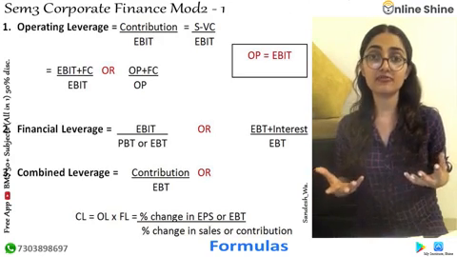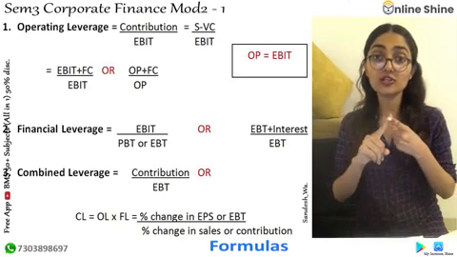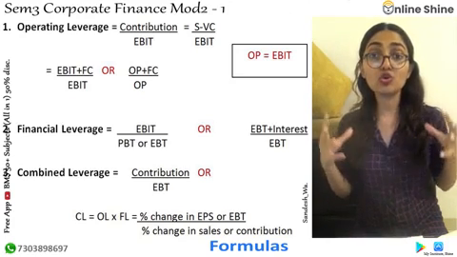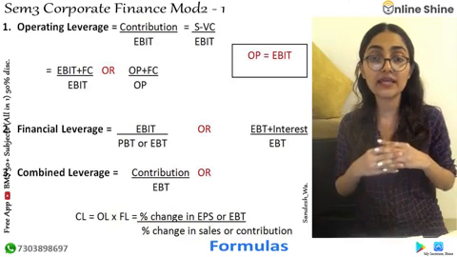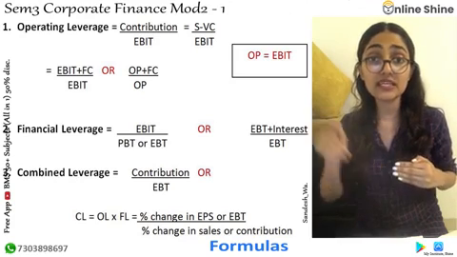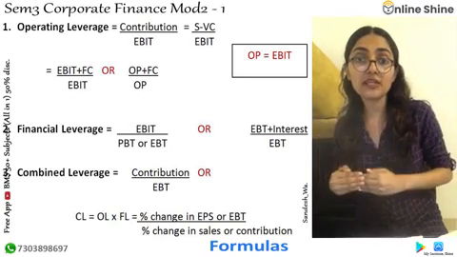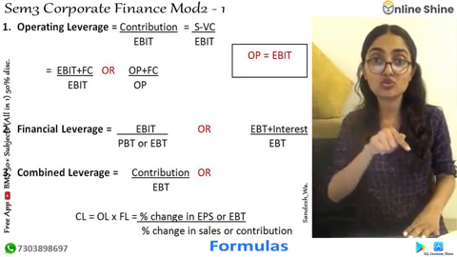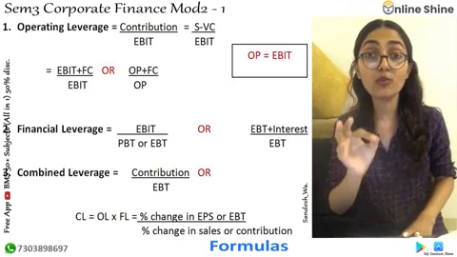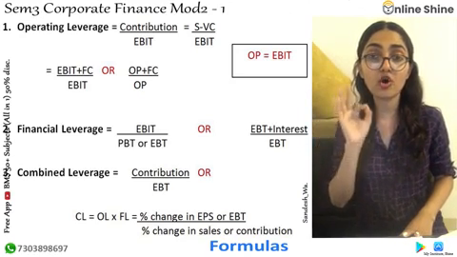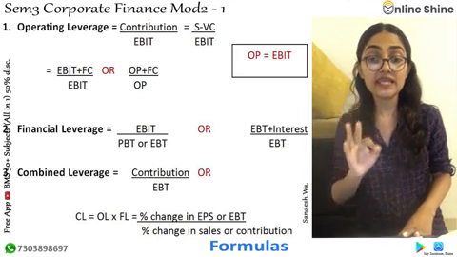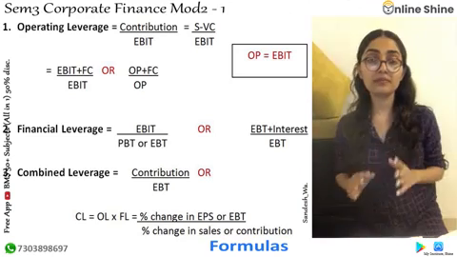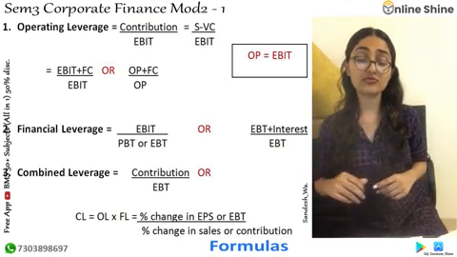Combined leverage itself means both together. What was the first one? Operating leverage plus financial leverage. So if we combine both, what will we do? Contribution upon EBIT into EBIT upon EBT. What becomes common in this? EBIT cuts those two things. You will get what? The formula for combined leverage will be contribution upon EBT. This will be your answer. This will be your formula.